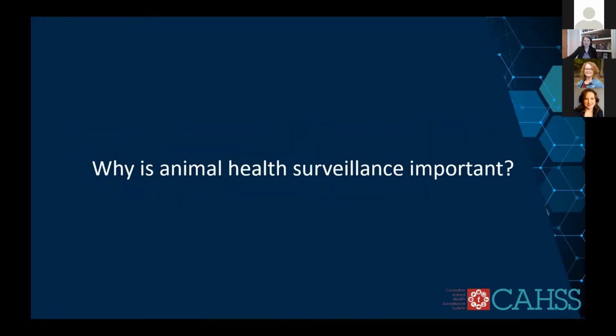So why is animal health surveillance important? And why am I and all the other epidemiologists and surveillance veterinarians motivated to do this work? Well, a robust and resilient animal health surveillance system is important because it gives us the capacity to confidently understand the health of our animal populations, to purposefully plan actions and communications, and to track results.